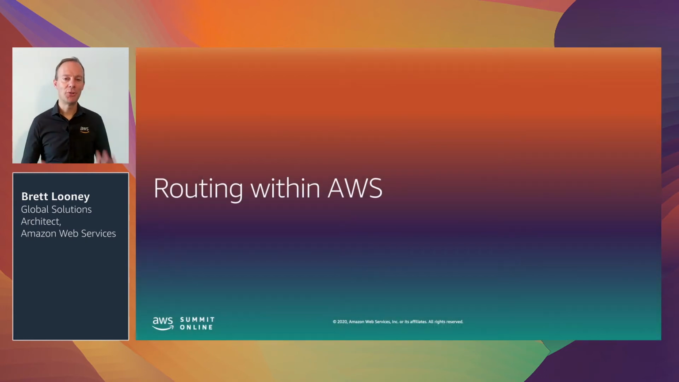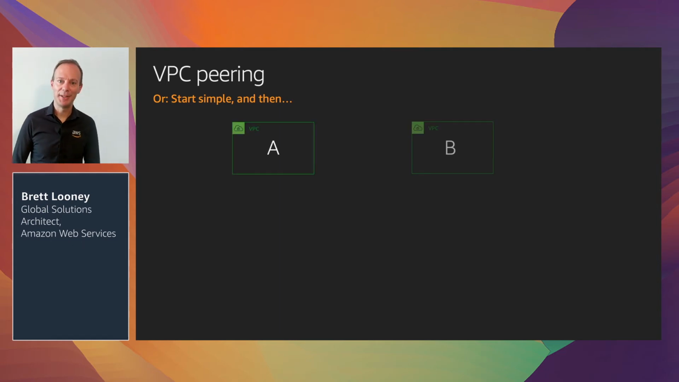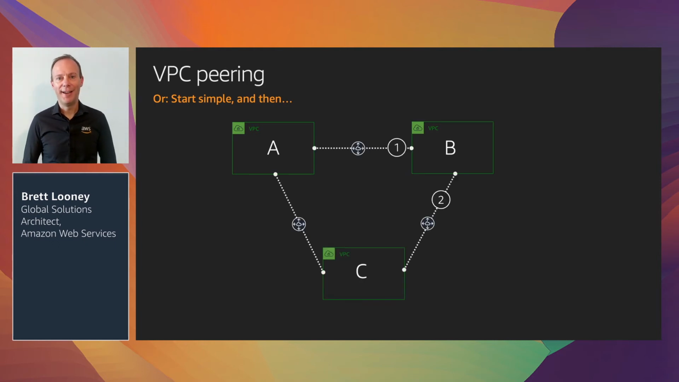Okay, once you're in AWS, what do we do next? Originally, we gave you the ability to peer VPCs. So this starts nice and simple. We have a nice VPC here, we have VPC-B, we have VPC-C, and we peer them together, and that's great. They can now all talk to each other.